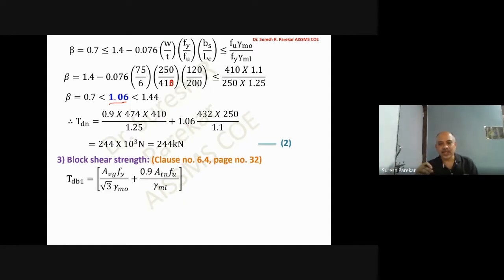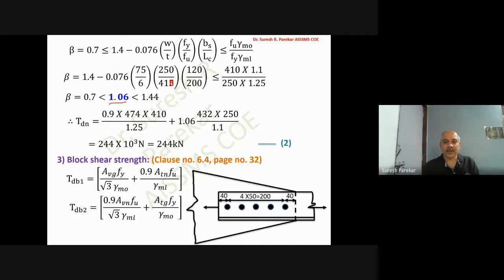Now we will go to the third, which is block shear strength. In this block shear strength we have to go AVG Fy upon root 3 gamma m0 plus 0.9 AVN Fu upon gamma m1, and similarly we have Tdb2. Now we have to find the values of AVG, AVN, ATG, ATN. Now AVG and AVN are in the direction of the stress, which means we have to consider this length. So we have this total length, center to center of bolts 200 plus this 40, so we have 240.